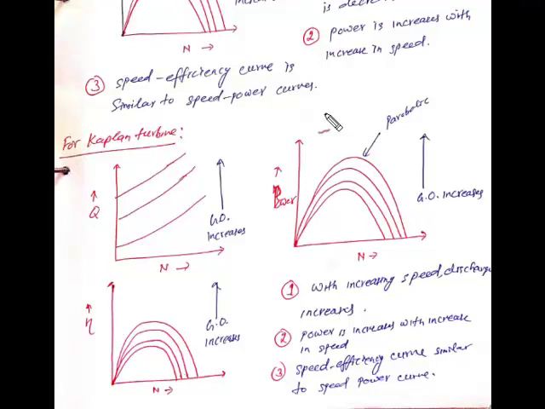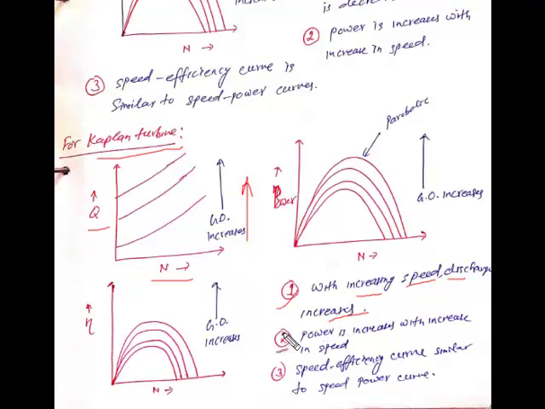This is the main characteristics for the Kaplan turbine. The first curve is plotted between discharge and speed of the turbine. In this we can see that when speed increases, discharge increases, and when gate opening increases, discharge also increases. So the first point noted is that with increasing speed, discharge increases in the case of the Kaplan turbine.